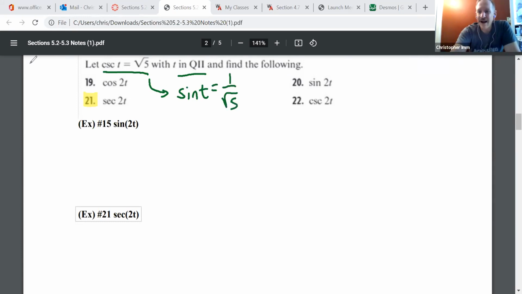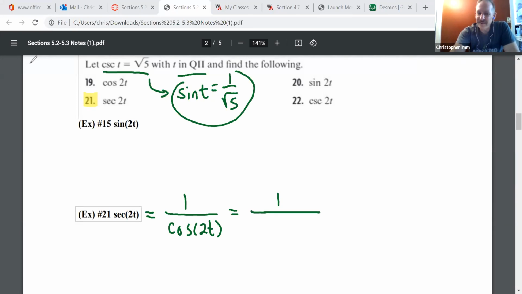So you know what? I'm going to use that formula for cosine, since I have a choice. I'm going to use the one that only involves sine of t, okay? And so I have all the information I need there.